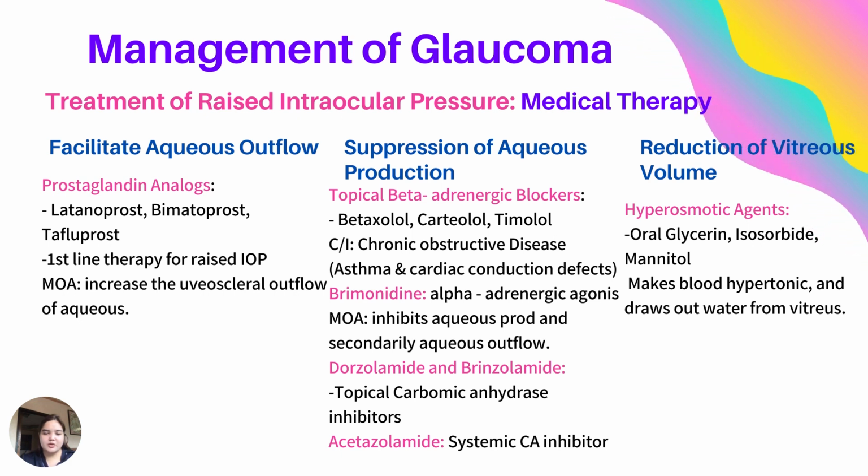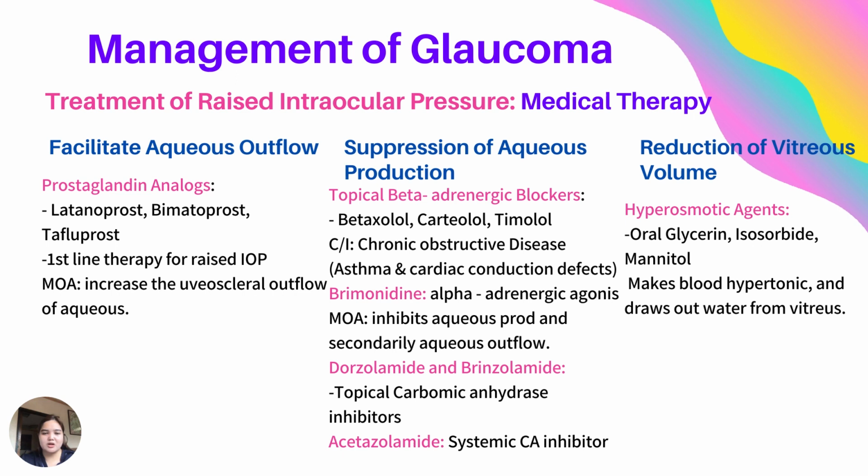To suppress the aqueous production, topical beta-adrenergic blockers are used, such as betaxolol, carteolol, and timolol. However, these are contraindicated for those with chronic obstructive disease, including asthma and cardiac conduction defects. Brimonidine is an alpha-adrenergic agonist. It inhibits the aqueous production and secondarily increases aqueous outflow. Dorzolamide and brinzolamide are topical carbonic anhydrase inhibitors, and acetazolamide, a systemic carbonic anhydrase inhibitor, is also used to suppress the aqueous production.